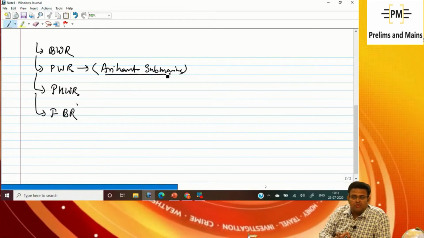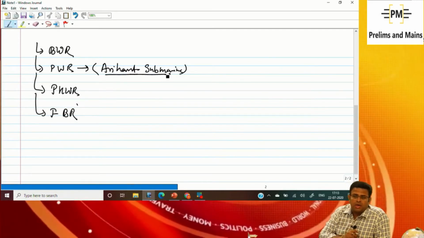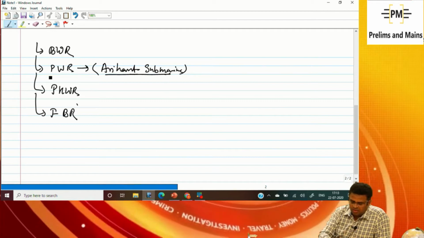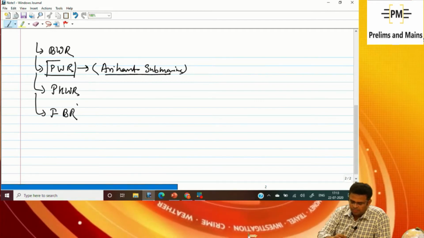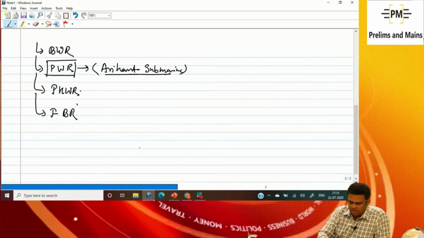So which kind of reactor is inside our nuclear submarine of Arihant class? It is a pressurized water reactor. Clear? So you should remember, and this is our pressurized heavy water reactor.